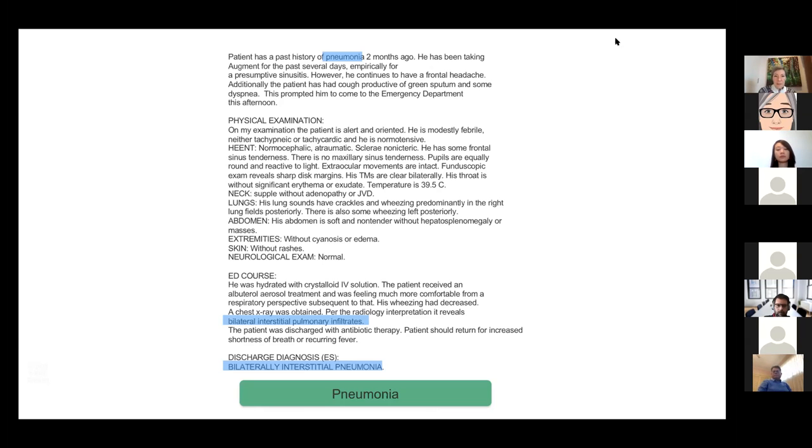Okay, now this one, there's a lot of disagreement on this one. So if we look at the first mention, it says the patient has a past history of pneumonia 2 months ago. So that's a previous pneumonia. It might not be previous. It might be the same pneumonia that's continued and not been solved. We don't really know. But this mention of pneumonia really is talking about something in the past.